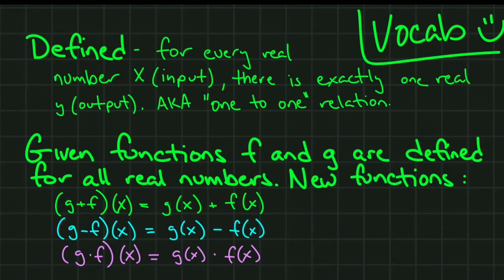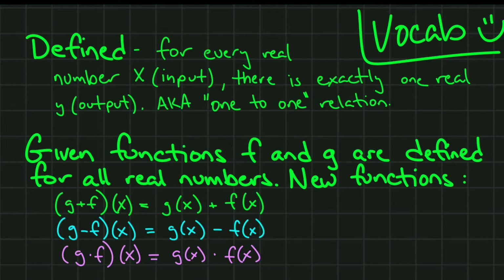All right, let's go ahead and begin with some vocabulary. First, we'll talk about defined. Defined in math means that for every real number x, there's going to be exactly one real number y. That's called a one-to-one relationship, which is how we define functions. So given the functions f and g are defined for all real numbers, we can call these new functions.